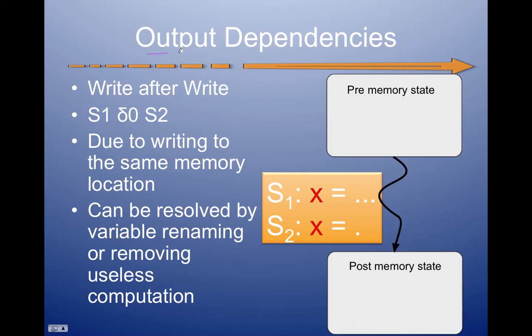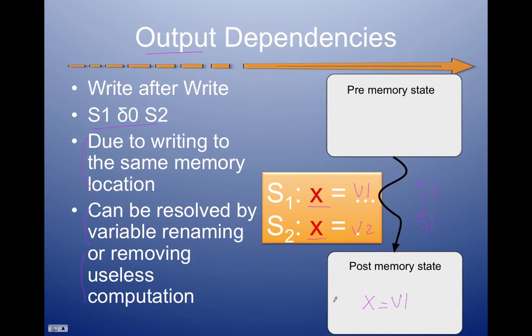Output dependencies, in this case, this is noted delta O S2. This is due to writing to the same memory location, and again this can be solved with variable renaming or removing the useless computation. In some cases you cannot remove the computation. So in here, let's assume this is V1, V2. If I switch S2 with S1 in the execution order, X will end up being V1.